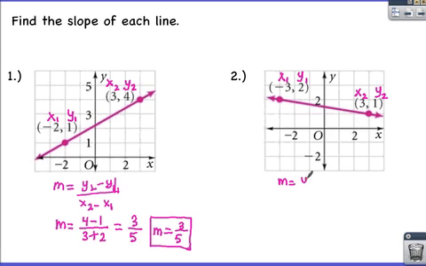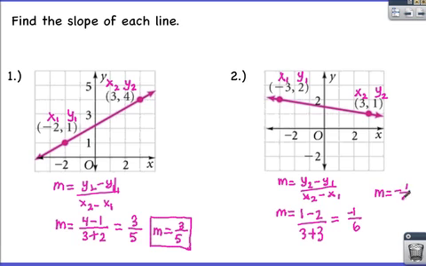Our formula, m equals y2 minus y1 over x2 minus x1. And then we just plug in those points. y2 is 1 minus y1, which is 2, over x2, which is 3, minus x1, -3, so I can change this to plus 3, and I get -1 over 6. So the slope is -1/6, and you can see from our picture that we are going downhill from left to right. It is negative, and if I were to double check, I'd be rising -1 because we're going down 1 and running 6. 1, 2, 3, 4, 5, 6.